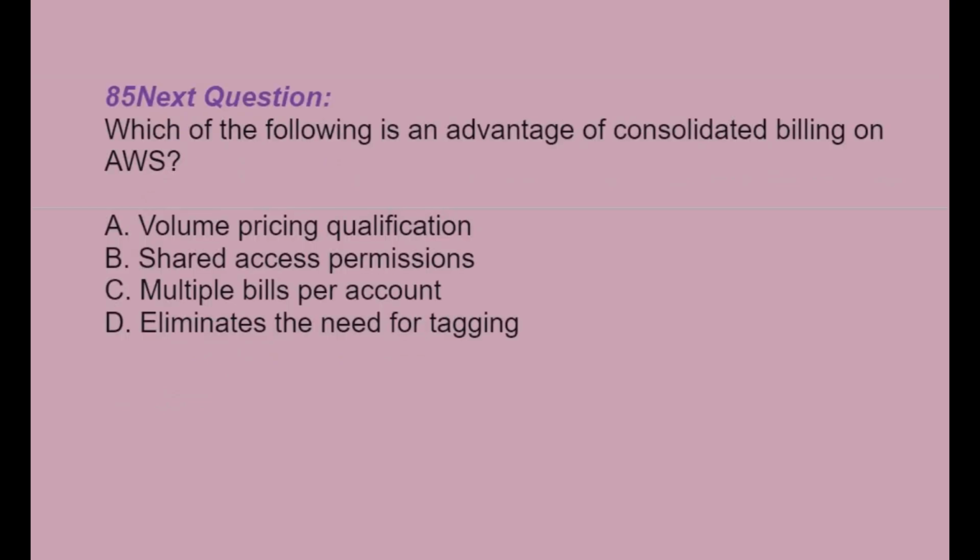Question is, which of the following is an advantage of consolidated billing on AWS? Option A, volume pricing qualification. Option B, shared access permissions. Option C, multiple bills per account. Option D, eliminates the need for tagging. Correct answer is option A.